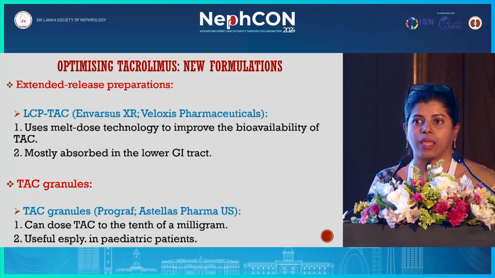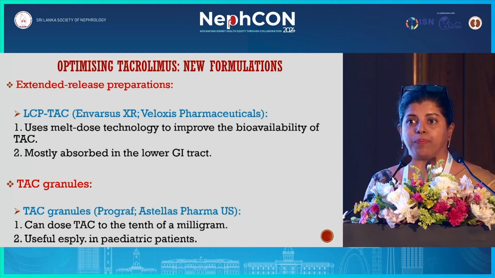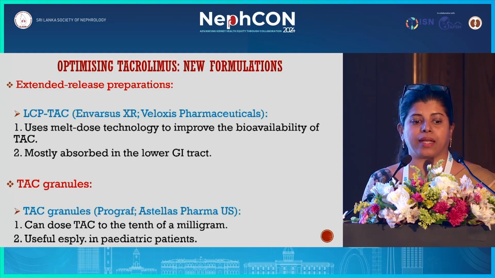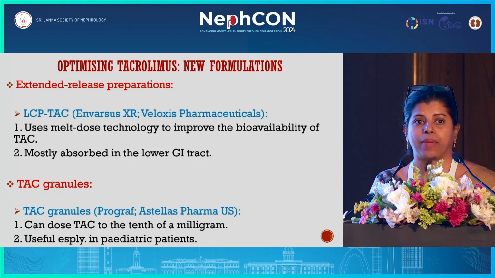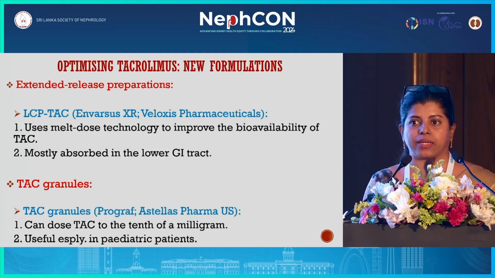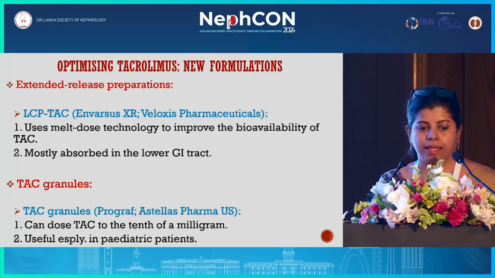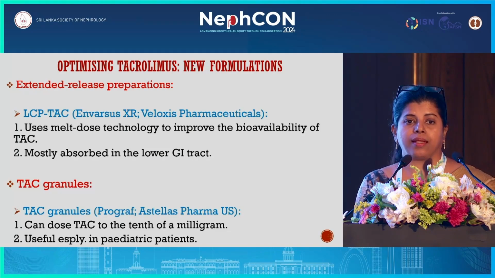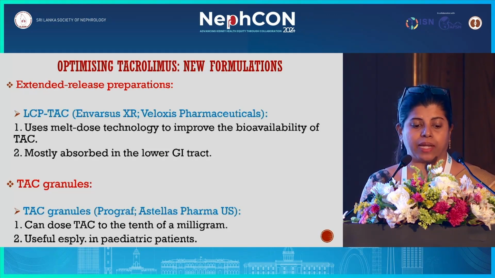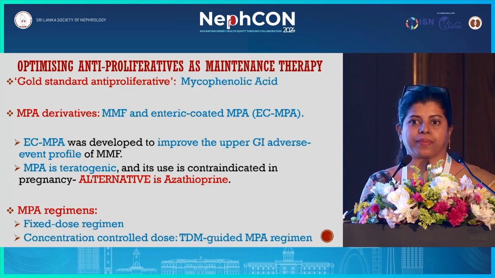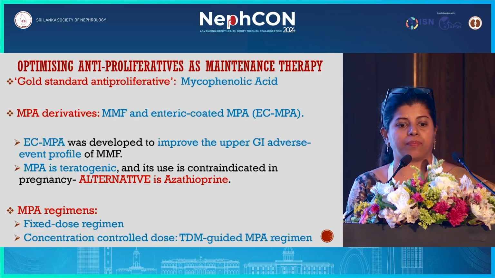Beyond this, we also need to keep in mind that there are new formulations that will help you optimize immunosuppression, especially with regards to tacrolimus. There are two extended release preparations. One is the LCP TAC, which uses melt dose technology, and the TAC is mostly absorbed in the lower GI tract, and it bypasses the upper GI tract where most of the metabolizing enzymes are present. The other formulation is the TAC granules. This helps in dosing TAC to the tenth of a milligram, and it is especially useful to optimize immunosuppression in pediatric patients.